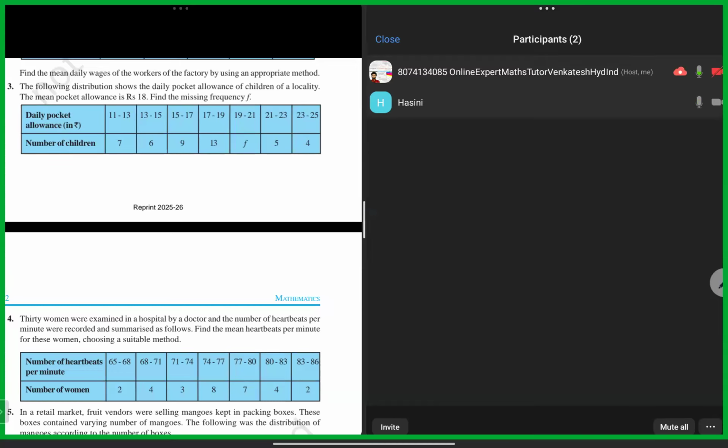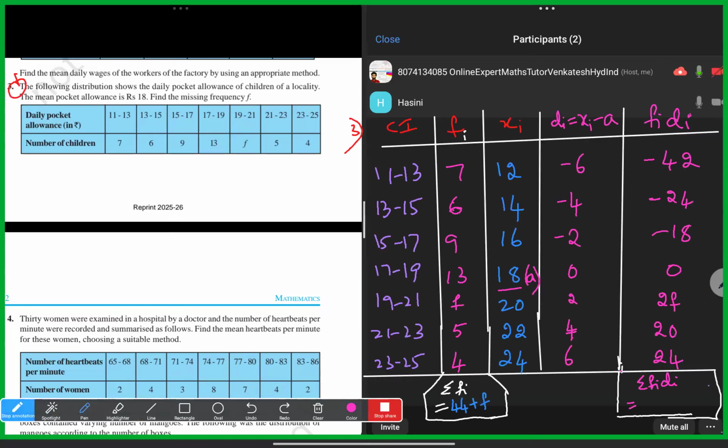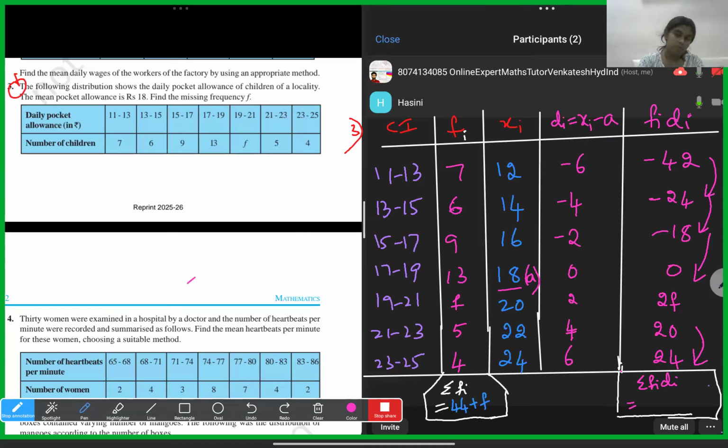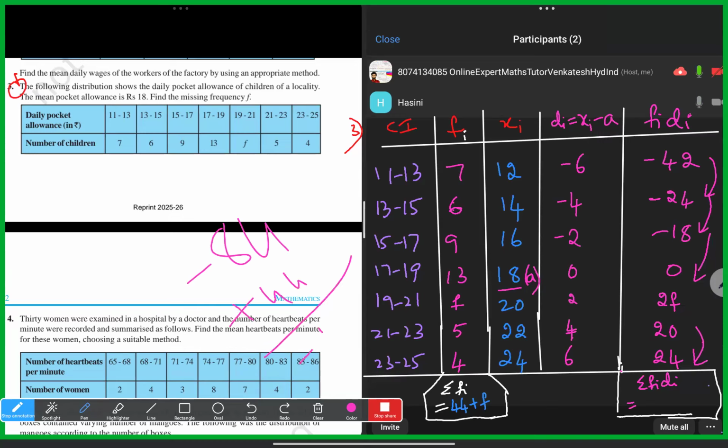So Hasni will continue. If we add these values, minus 42 minus 24 is minus 66. No, Hasni? Yes, sir. Minus 66 minus 18 is minus 84. Minus 84 and plus 0 is minus 84. So 20 plus 4, 24. Yes, sir. So minus 84 plus 44, how much, Hasni? Minus 40. Okay, so we don't need to add 2.